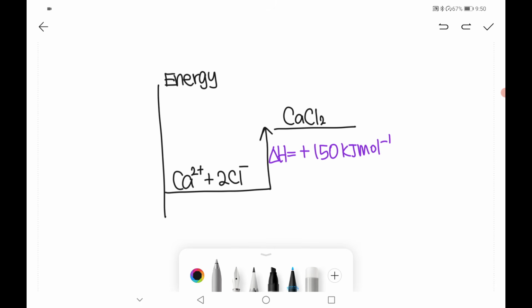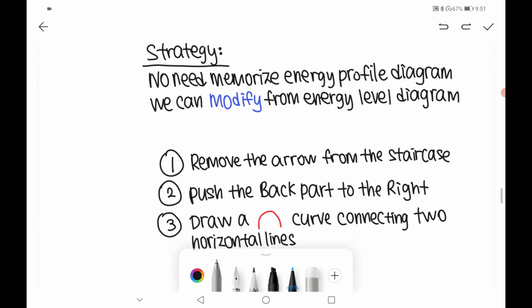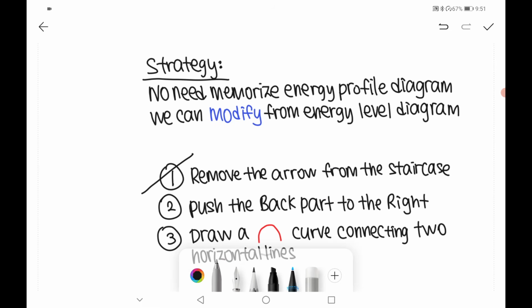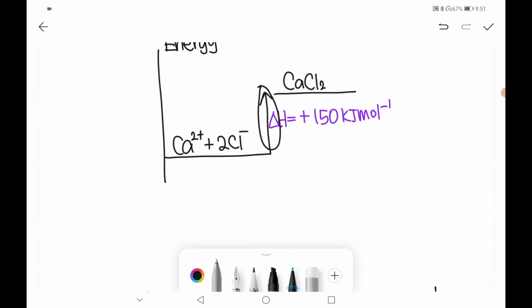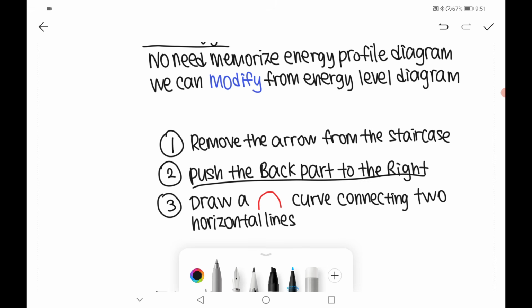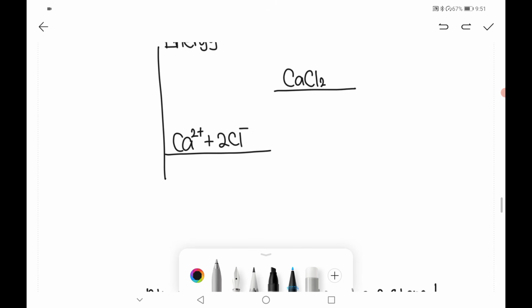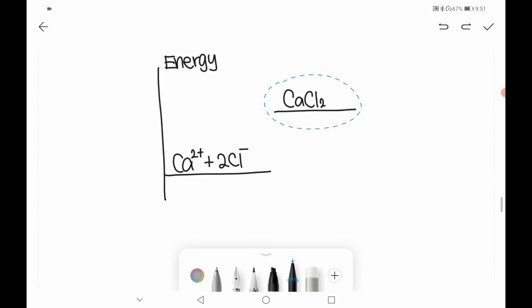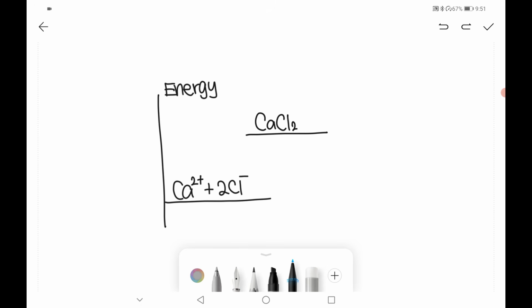So to do the modification, first of all, we need to remove the arrow from the staircase. So this staircase, we remove the arrow and we remove this delta H. Just remove. After we remove, now we push the back part to the right. So this is the back part. We push it to the right hand side here, just push a bit to here.